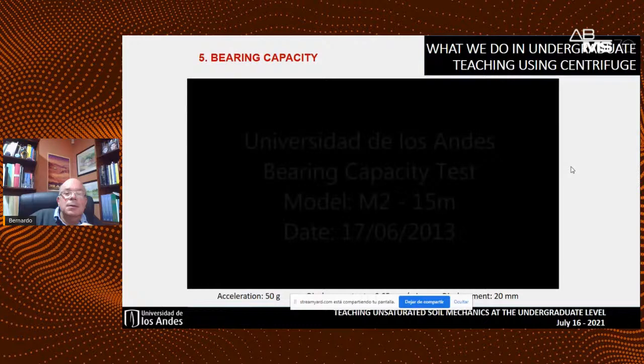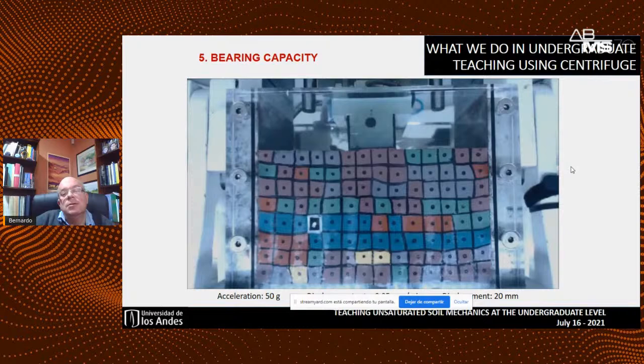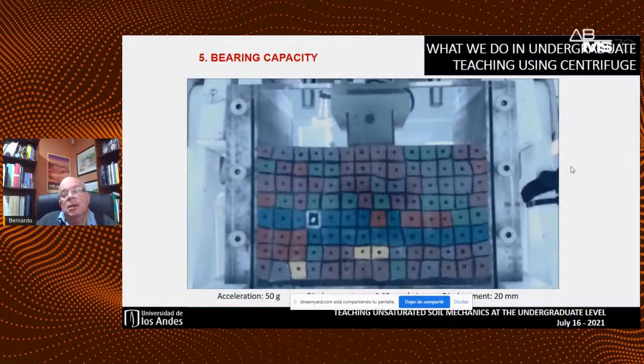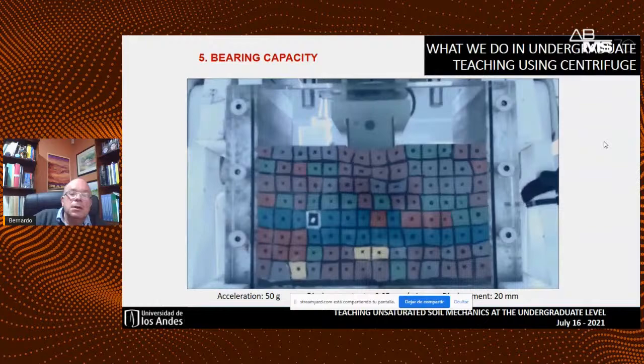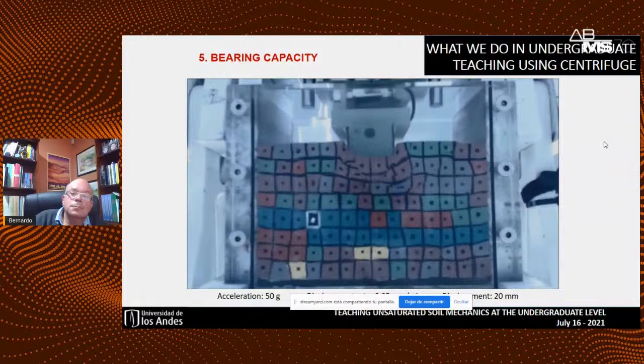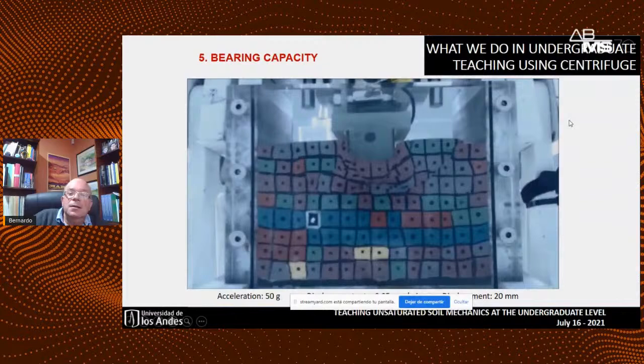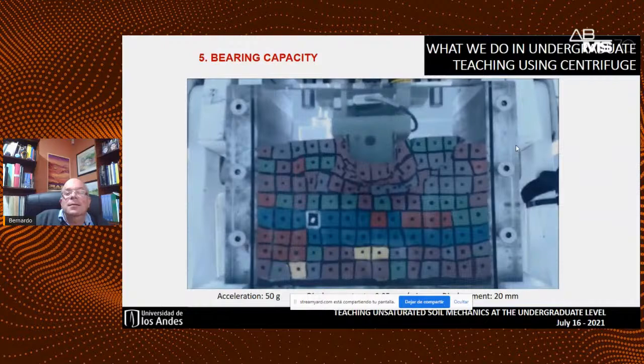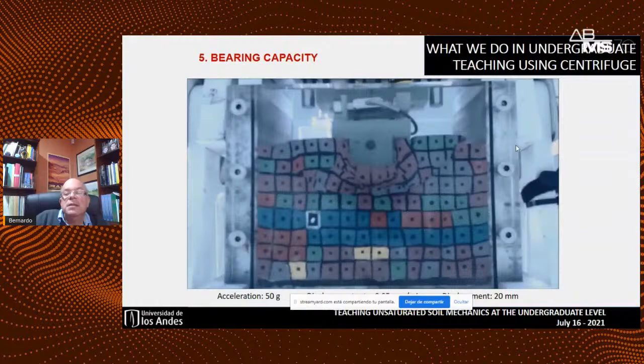Then bearing capacity. This is an example of one test of bearing capacity. It is not for the undergrad students. It was a research about the effect of the soil variability on the bearing capacity. But in fact, the test that the undergrad students perform is the same. The only difference is that for those students, the soil is homogeneous. So you can see on the right the beautiful shear bands. And also they analyze the displacement vectors using image analysis.